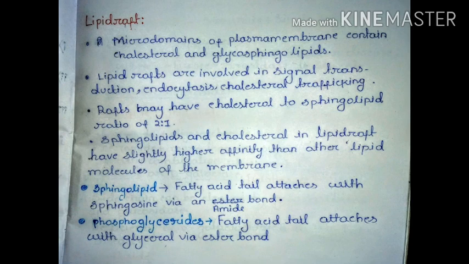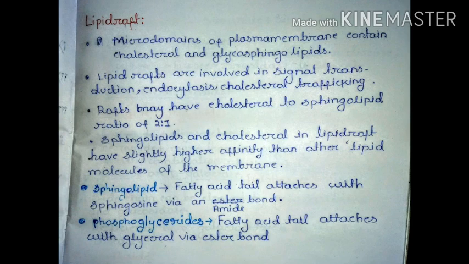Now the next point: sphingolipid and cholesterol in lipid rafts have slightly higher affinity than other lipid molecules of the membrane. We can find lipid rafts randomly in the plasma membrane, and inside the lipid raft the affinity between the cholesterol and glycosphingolipid is greater, so they form a denser structure than the other phospholipids or sphingolipids.